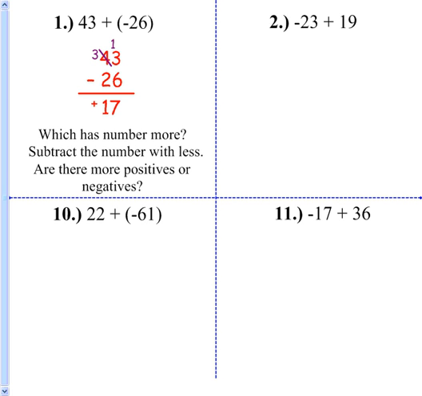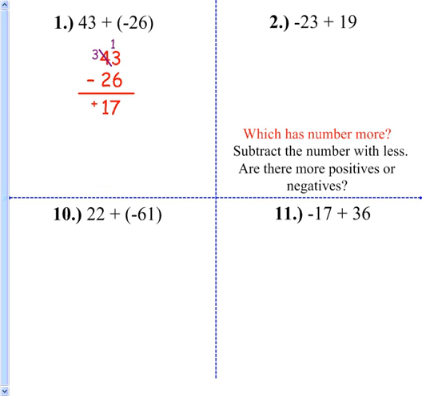Let's go through the same steps quickly for 2, 10, and 11. And by the end, I think you should have it down. So the first one, which number has more? Well, there are more negatives. So we're going to begin with 23. And from that, we're going to subtract the one with less. So we're going to subtract the positives, 19. So how many more negatives are there than positives? That's what we're finding out right now in the subtraction problem.